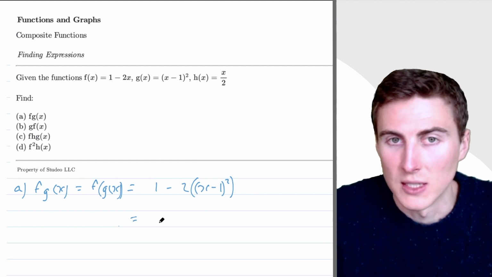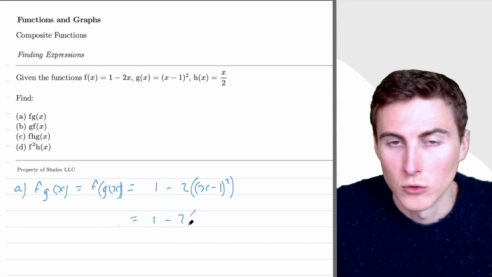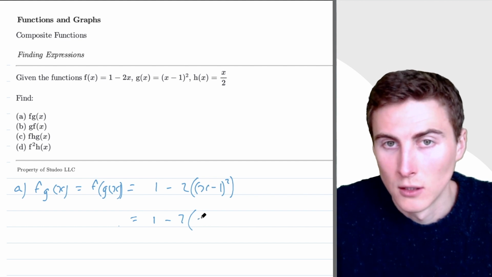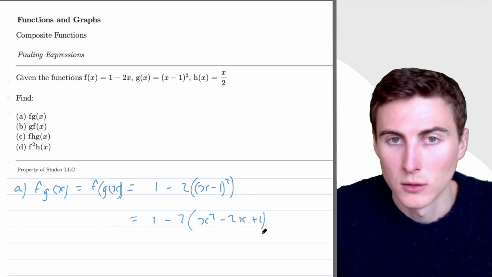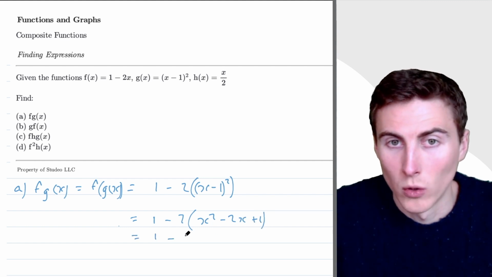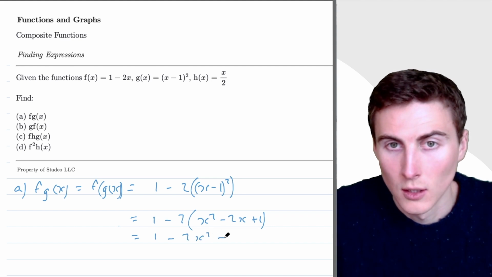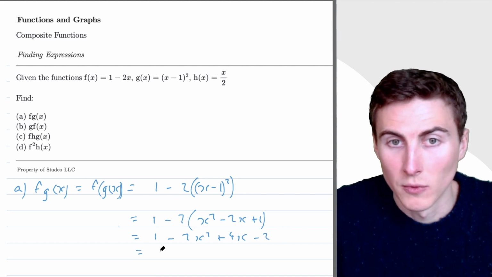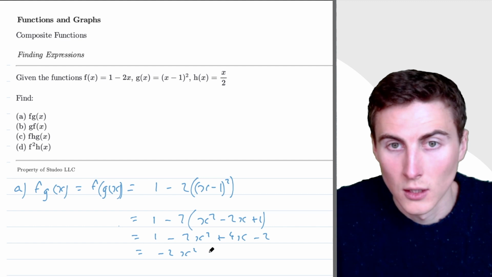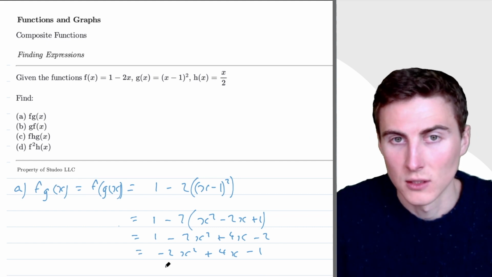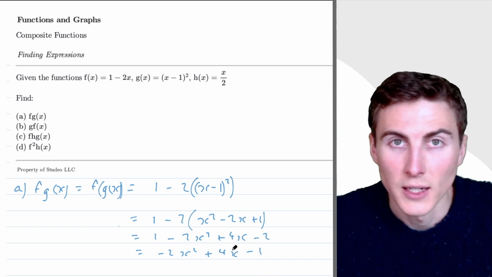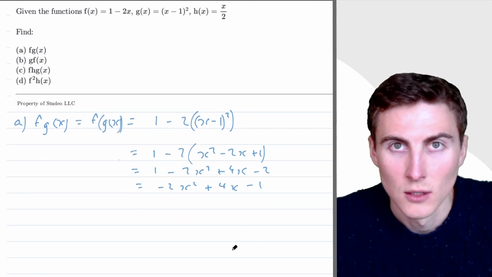But I would generally simplify that. So 1 minus 2 sets of, and then expand this. That'll be x squared minus 2x plus 1, which will then simplify to 1 minus 2x squared plus 4x minus 2, which simplifies overall into minus 2x squared plus 4x minus 1. And that's our answer. So f g of x equals all of this. And that's it. I hope that makes sense.